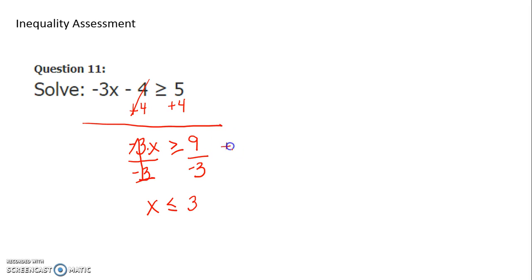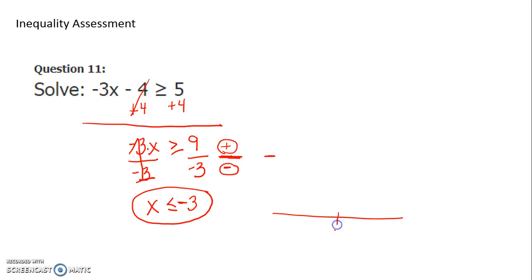And we know a positive divided by a negative, positive 9 divided by negative 3, a positive divided by a negative will be a negative. That was your only issue with this problem. So the answer should have been x is less than or equal to negative 3. There's a negative 3. I'll shove a positive 3 over here. So you're looking for all values of x less than or equal to negative 3.